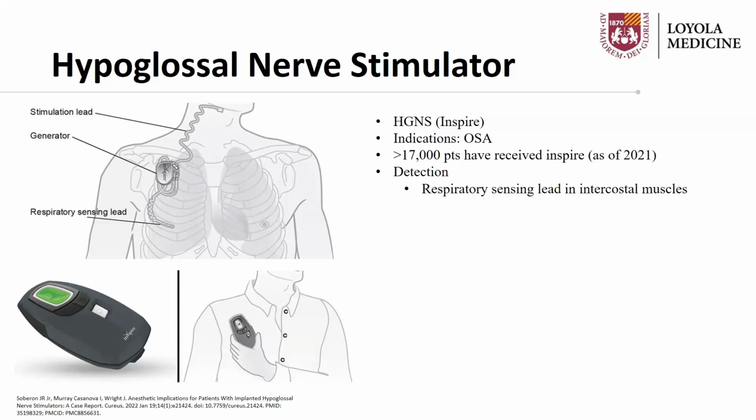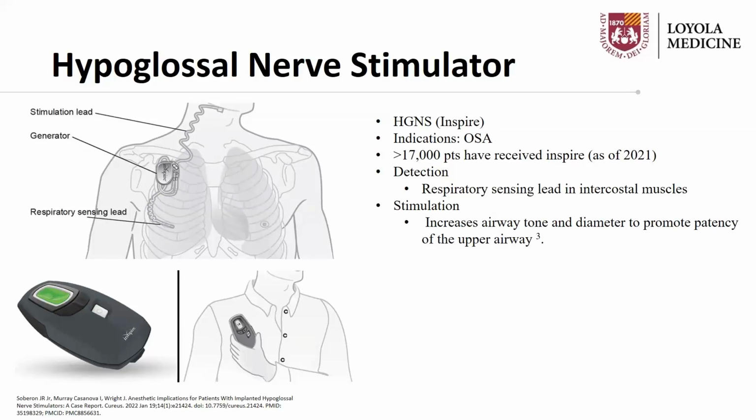This device works through detection of normal breathing via a sensing lead implanted between the external and internal intercostal muscles. A signal is then transmitted into the stimulation lead, which is implanted submentally and stimulates the branches of the hypoglossal nerve responsible for tongue protrusion, predominantly those to the genioglossus muscle. The genioglossus muscle is the primary tongue protruder and the dilator of the upper airway.